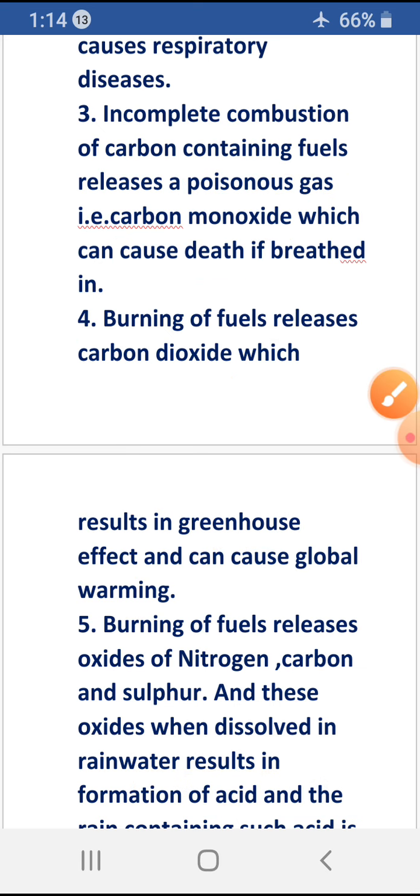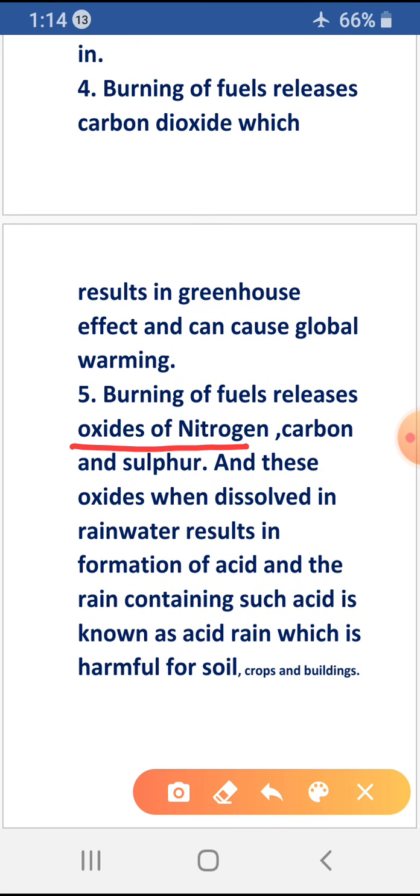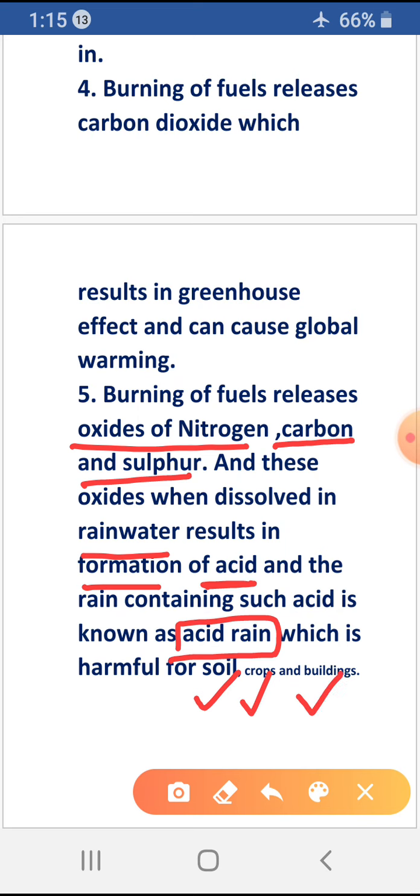Last point, that is burning of fuel releases oxides of nitrogen, oxides of carbon and sulfur. These oxides are present in the air, in the environment. And whenever rain falls, these oxides combine with rainwater to form acid. And that rain which contains acid is known as acid rain. And this acid rain is harmful for soil, harmful for crops and buildings.